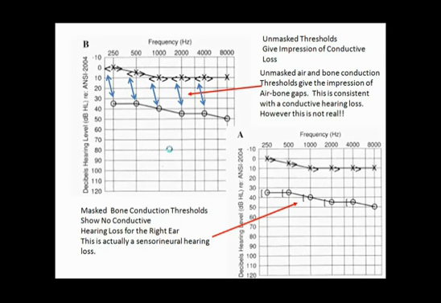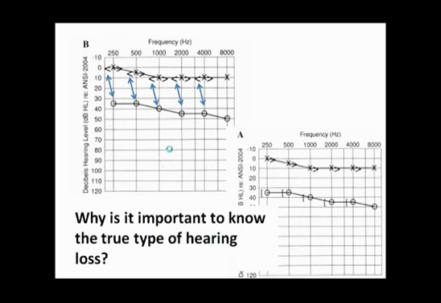So the unmasked thresholds give an impression of a conductive loss. Unmasked air and bone conduction thresholds give the impression of air-bone gaps. This is consistent with a conductive hearing loss. However, it is not real. And then we show on the audiogram off to the right, masked bone conduction thresholds show no conductive hearing loss for the right ear. This is actually a sensorineural hearing loss.